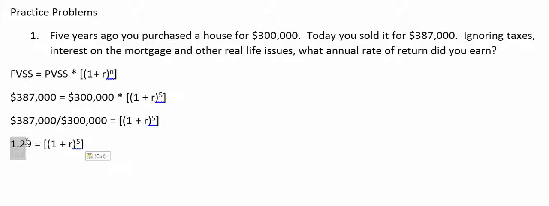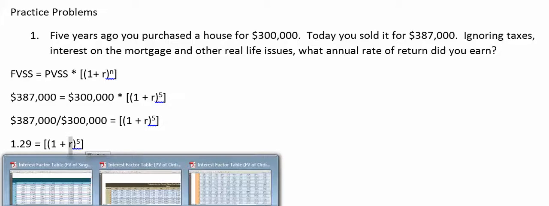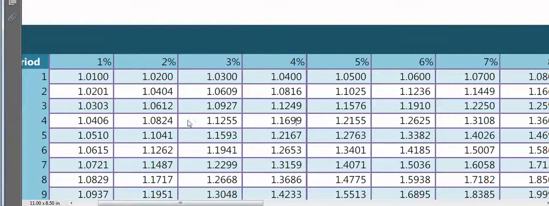1.29 is the interest factor. It is the interest factor with a time of 5 and some rate that we don't know. So all I have to do is pop over to my interest factor tables. Again, I'm using the future value of a single sum one. I'm just double checking to make sure I've got the right one. I know y'all can't see the header on this window, but it does say future value of a single sum on it.